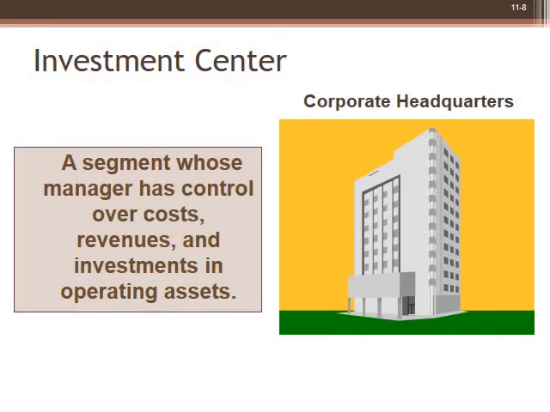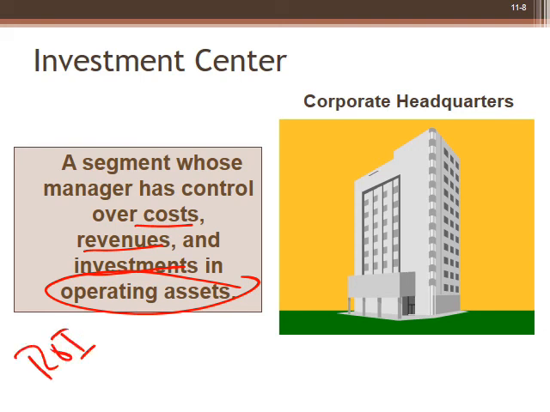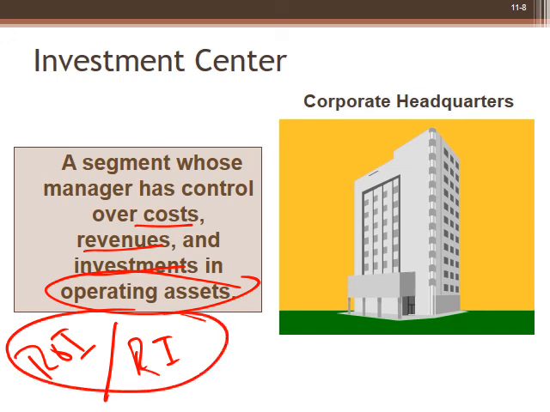The next responsibility center is the investment center, in which the manager of an investment center has control over cost, revenue, and investment in operating assets or operating opportunities. Investment managers are often evaluated using return on investment or residual income. We will learn in our coming slides what these are. The example of the investment center is corporate headquarters. The managers in corporate headquarters are also responsible for cost, revenues, and investment as well.